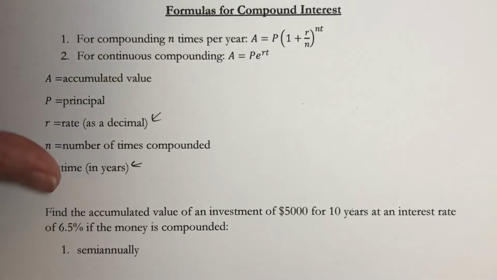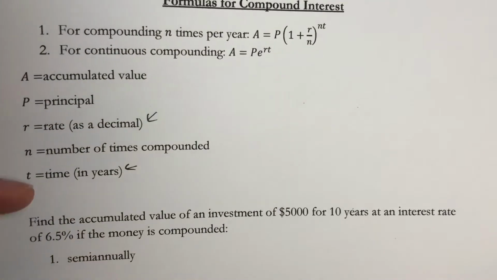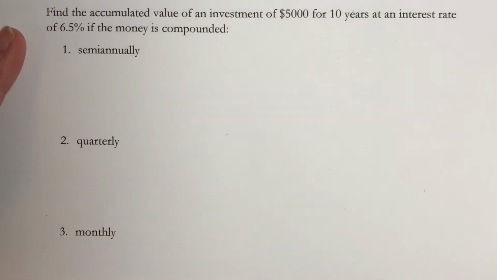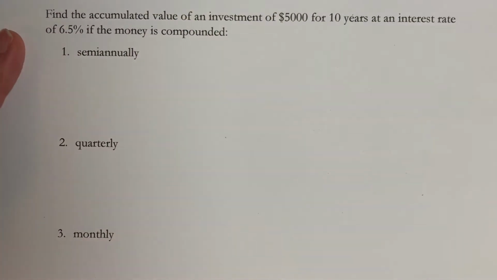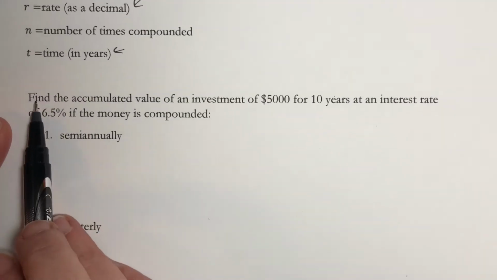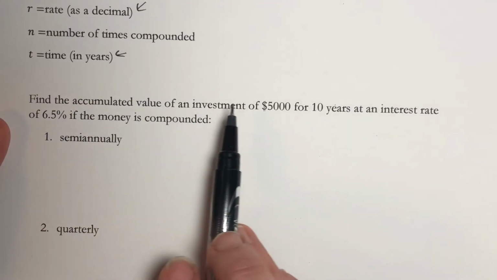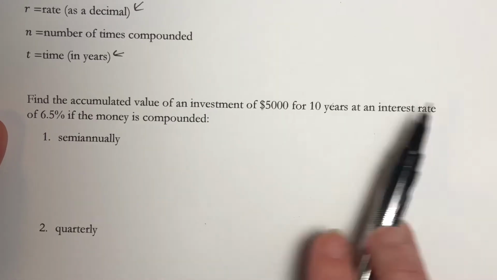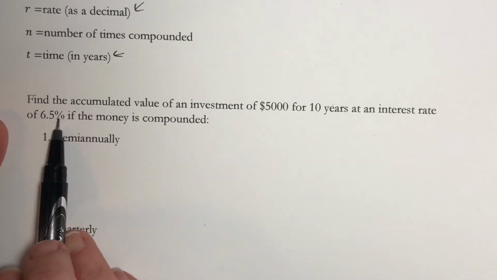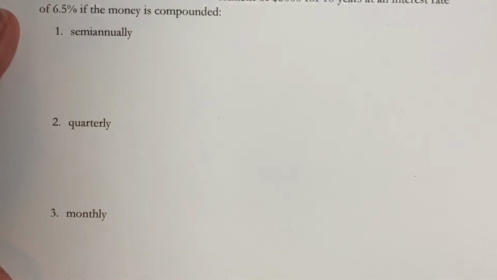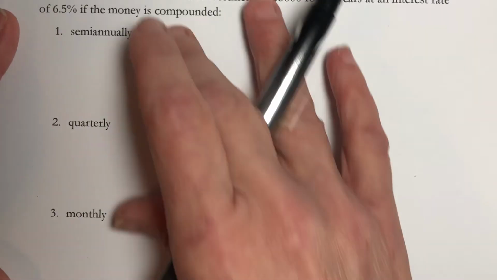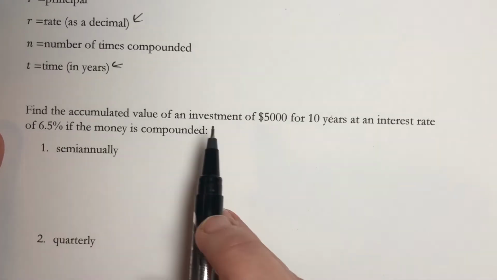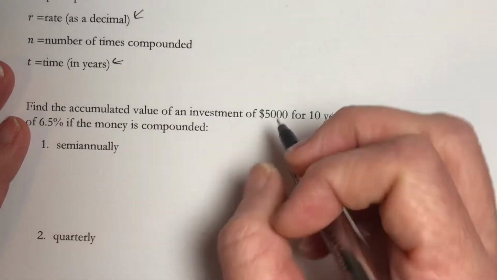Okay, so what we're going to do is we have a general investment, and we're going to talk about what happens based on the number of times it's compounded. We want to find the accumulated value of an investment of $5,000 for 10 years at an interest rate of 6.5% if the money is compounded, and then our end values are going to change here. Let's just talk about what's going to be the same every time. The accumulated value is what we're looking for.